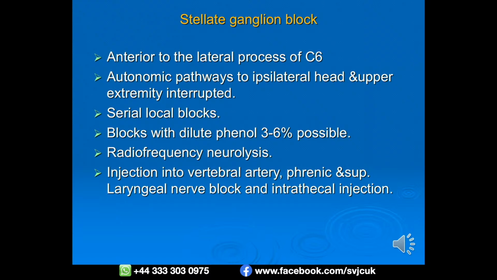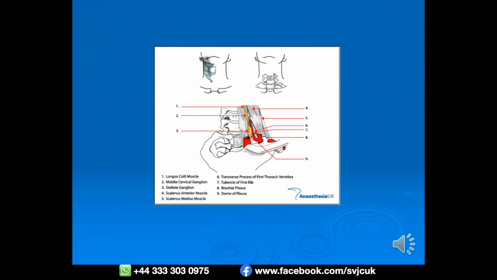This area, as you will be aware, consists of a lot of important structures, and serious consequences can happen, and you need to be aware of those, like injection into the vertebral artery, phrenic and superior laryngeal nerve block, and intrathecal injection can happen as side effects or complications. This is the anatomy of stellate ganglion block. As you can see, the ganglion lies in very close proximity to the carotid artery, in front of the longus colli muscle.